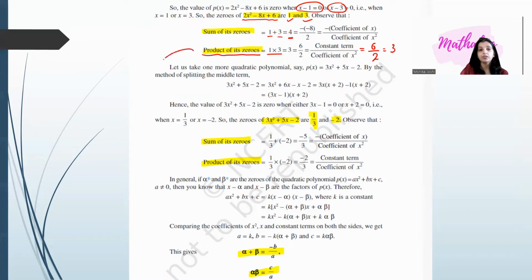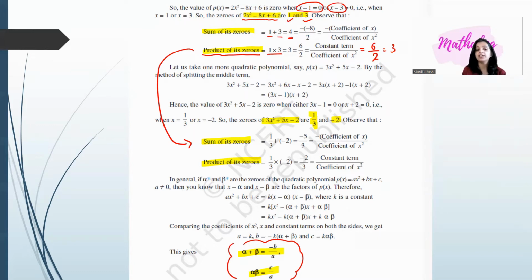So this is one example and this is the second example. Same things are repeating here. So we will move to the conclusion directly. What is the conclusion? Alpha plus beta, where alpha and beta are the zeros of the polynomial. So alpha plus beta, the sum of zeros, equals minus b upon a. Here minus b is the coefficient of x, right? And a is the coefficient of x square.